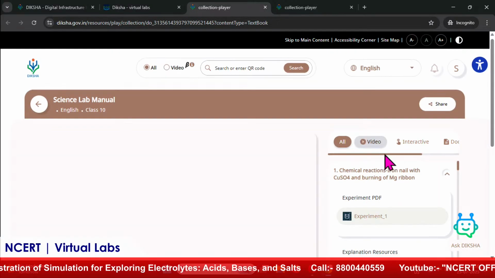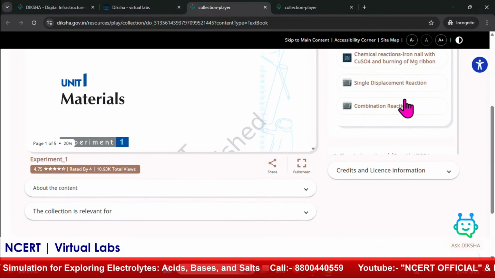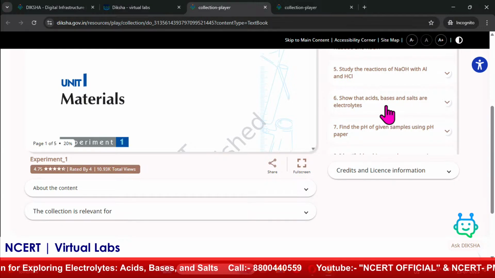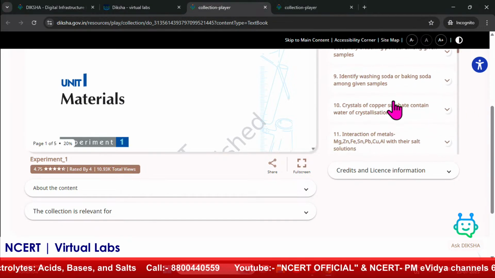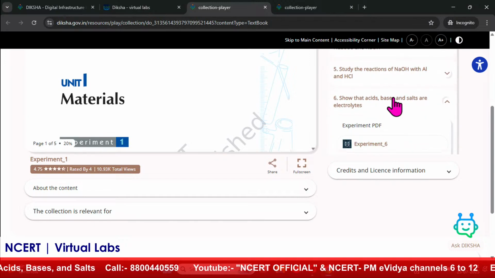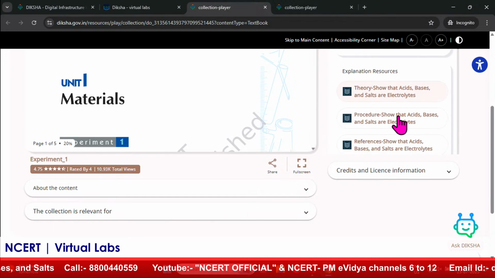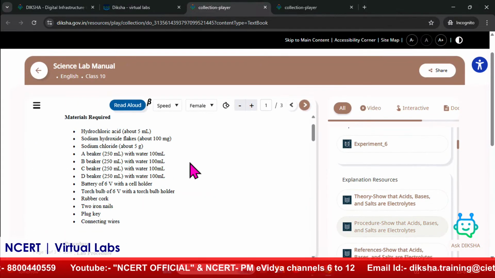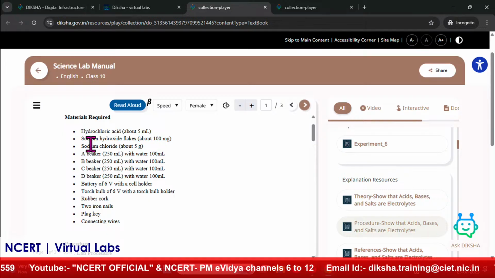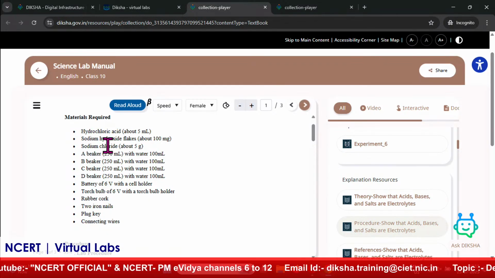Here you can see, if I go back to my session and scroll down, we have seen the theory. Now there is a procedure. The procedure is available in both the real lab as well as the simulator lab. So the learner will know what kind of reagent material is required.